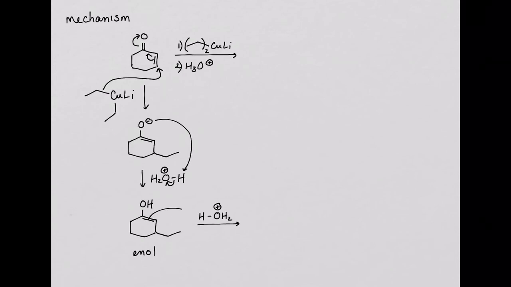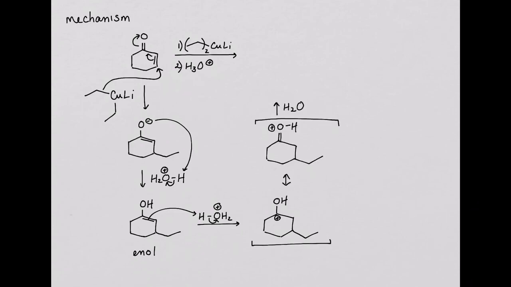First, the enol is protonated to form a resonance-stabilized carbocation. In the final step, the protonated ketone is deprotonated by water to form the final substituted ketone product.